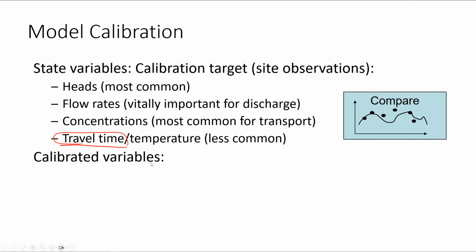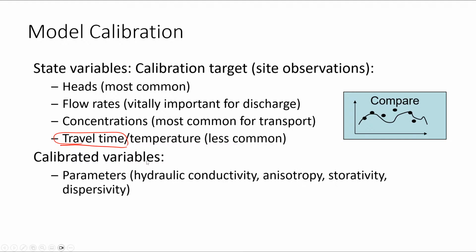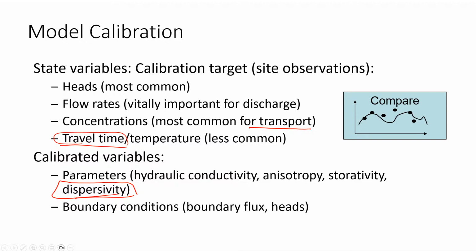What is the calibrated variable, or your decision variable, or independent variable? This could be parameters like hydraulic conductivity, anisotropy, storativity, dispersivity. Dispersivity is related to transport models, which we still haven't studied. Or boundary conditions, like the boundary flux or the head at the boundary, or forcing like recharge.